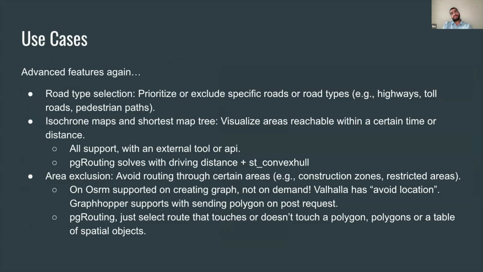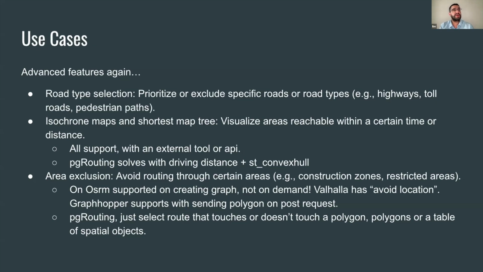So let's talk about the advanced features again. Road type selection, yes. You can exclude or just use some kinds of data on OSM data by providing this data to the engines provided by OSRM and GraphHopper and Valhalla. Also on isochrone maps or shortest path trees, all support it with an external tool or API, but pgRouting solves the driving distance and plus ST_ConvexHull solves it if you want to create the polygons from the road network or from the road tree data.